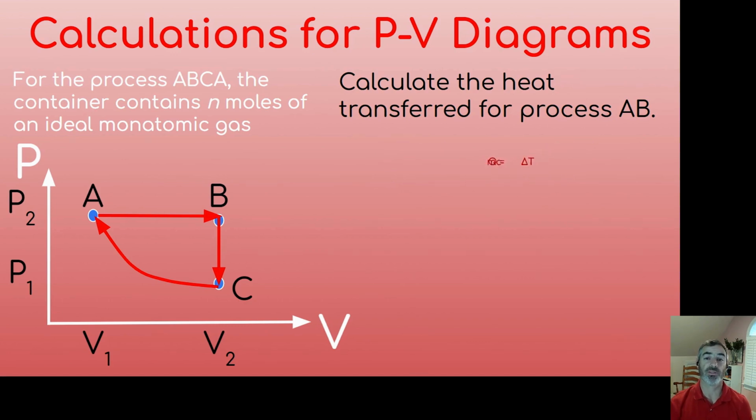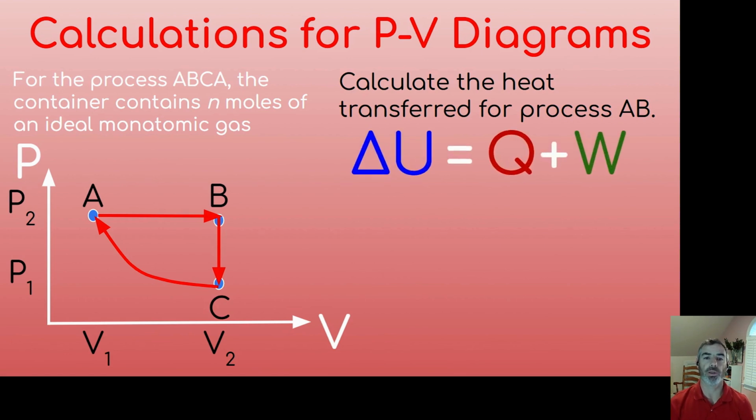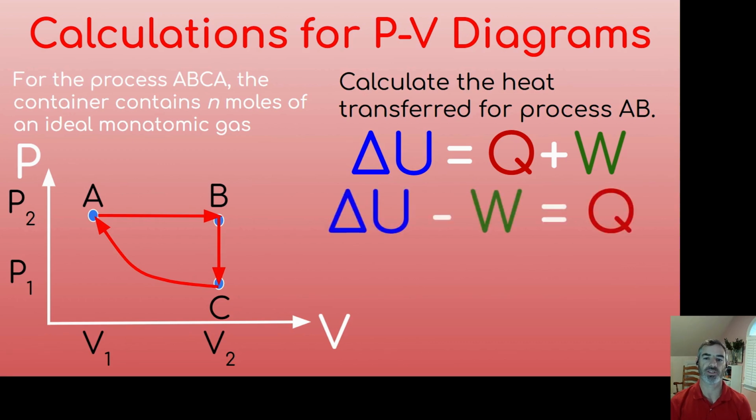But what we can use is the first law of thermodynamics, delta U equals Q plus W. We know the internal energy at position A and B, so we can find the change, and we already found the work for the process AB, so now we can use that to find Q by just rearranging our equation to solve for Q. Now to find delta U, we just subtract the internal energy at B and A, which would just be subtracting the temperatures, multiplying by 3/2 nR.